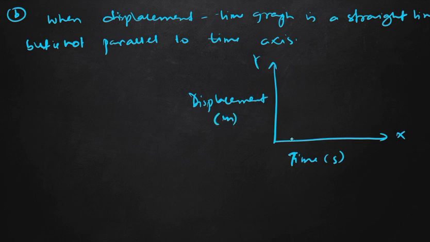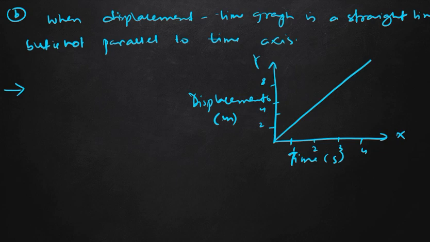Okay, so suppose time is 1, 2, 3, 4, and similarly suppose displacement is 2, 4, 6, 8, like this. So your graph is a straight line but not parallel to the x-axis. You can see the graph is not parallel to the x-axis. So what does this represent? If the displacement-time graph is a straight line but not parallel to the x-axis, it represents that the particle starts from the origin and moves away.